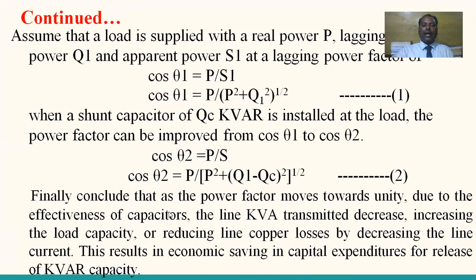Finally, we conclude that as the power factor moves towards unity due to the effectiveness of capacitors, the line kVA transmitted decreases, increasing the load capacity or reducing the line copper losses by decreasing the line current. This results in economic saving in capital expenditures for release of kVA capacity. So this is about the power factor correction. Thank you.